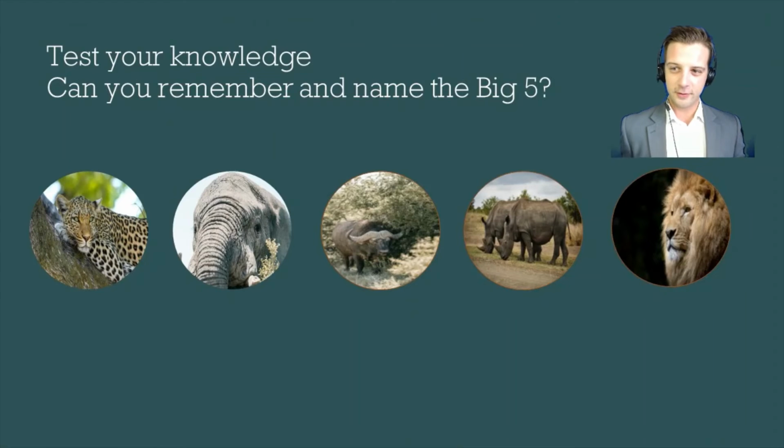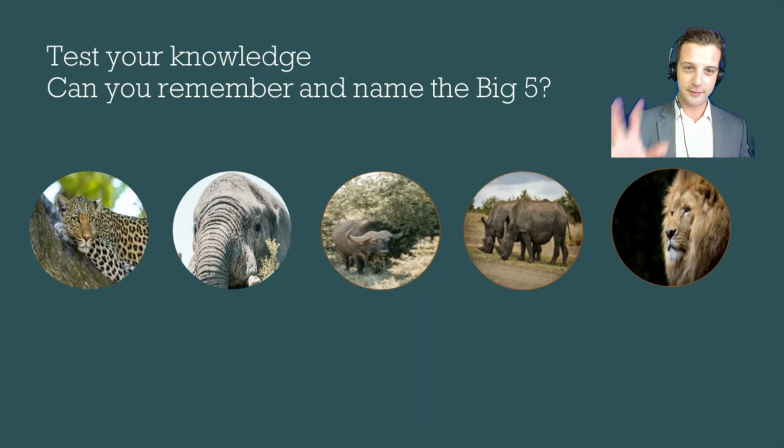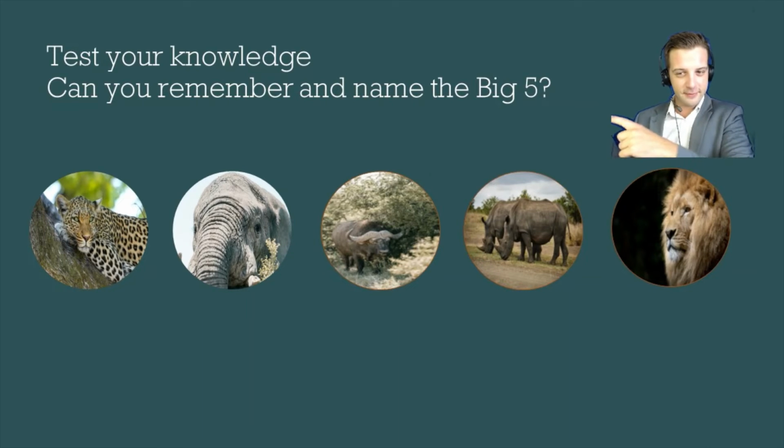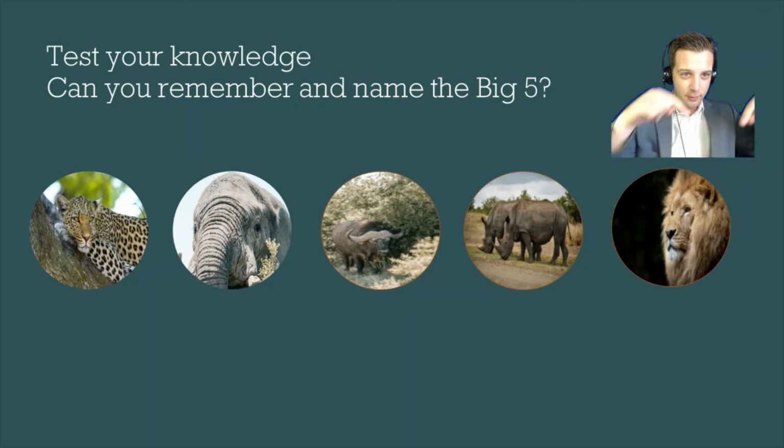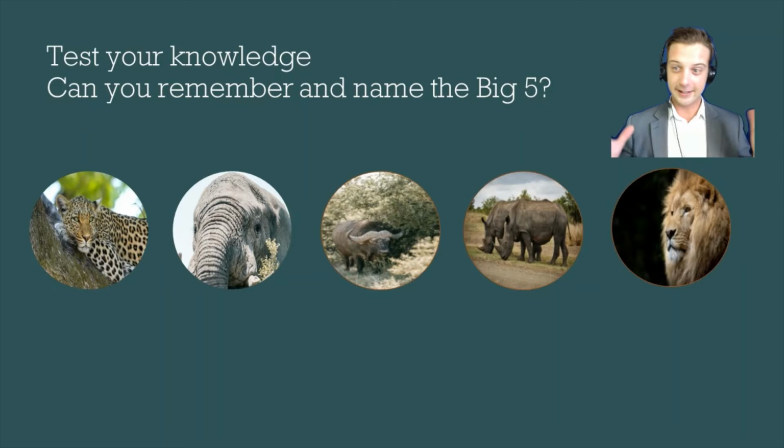Our next part of the test is if you can remember the names of the big 5 animals. Start from the top left, the next one, the next one, the next one, and the next one. Here's a minute. And let's go.